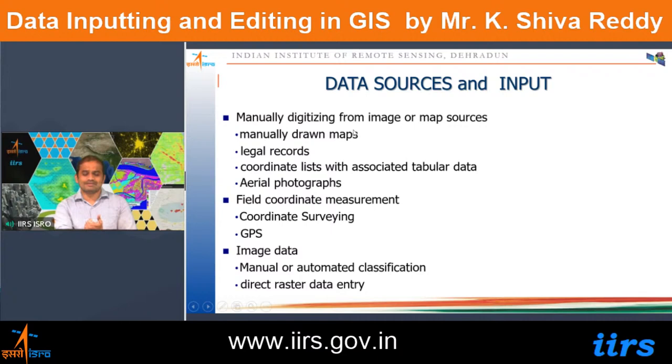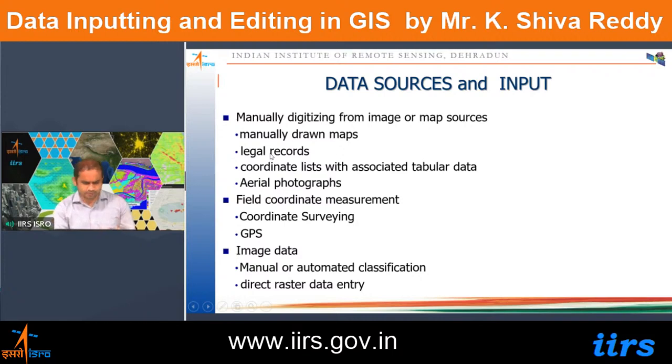So one can be manually drawn maps. It means they are, as I showed in the picture, not digital maps. They are drawn using pen and paper and they are printed. So these maps can be one source.